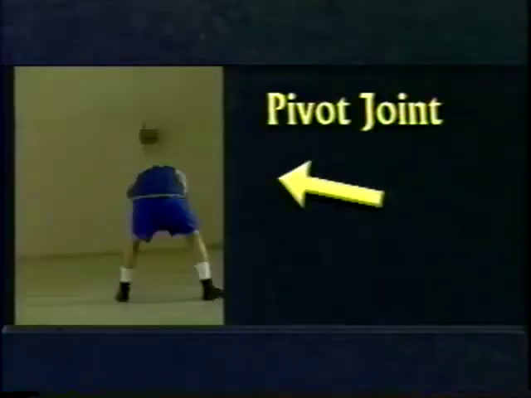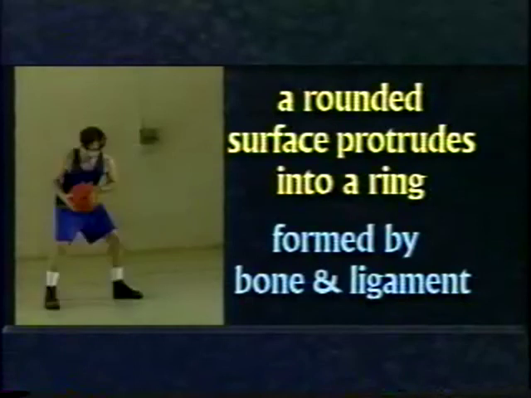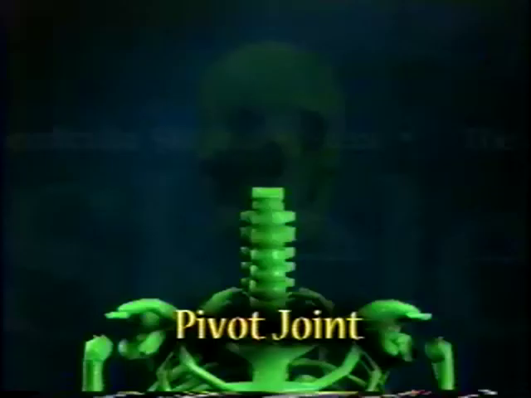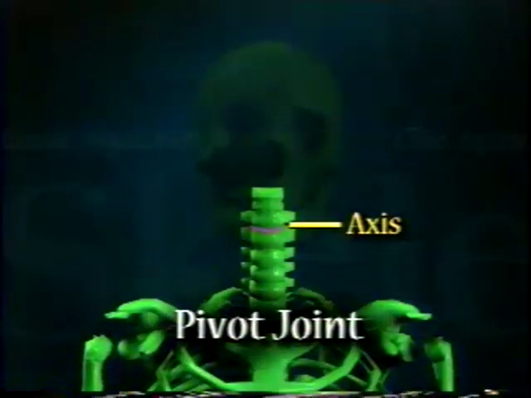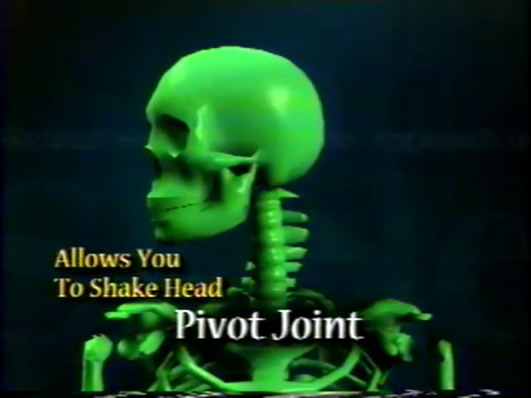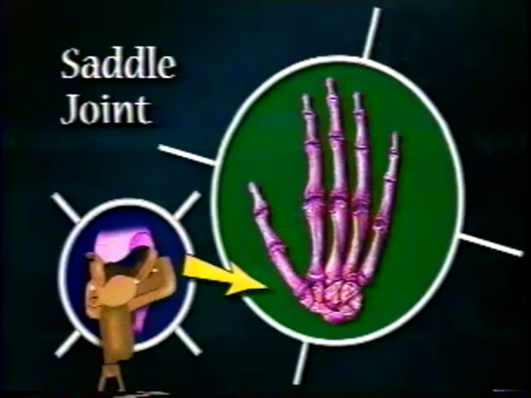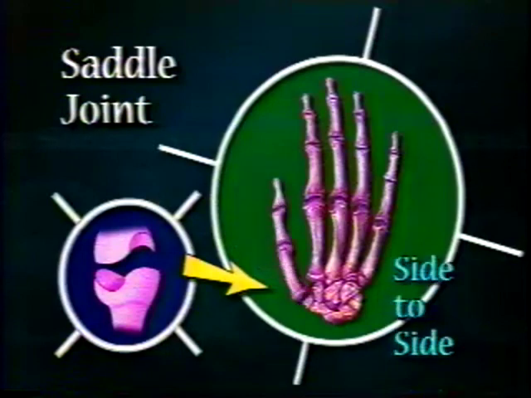The pivot joint is another important joint. It has a rounded surface that protrudes into a ring formed by a bone and ligament. Pivot joints are found between your first and second cervical vertebrae, called the atlas and the axis. Remember, your cervical vertebrae are located in your neck, and the pivot joint is the joint that allows you to shake your head no. The next major joint is the saddle joint. The saddle joint is found in the thumb and, oddly enough, looks kind of like a saddle. The saddle joint allows for both up and down and side-to-side movement.